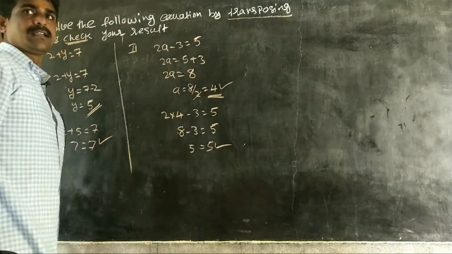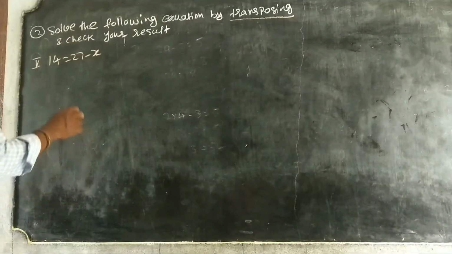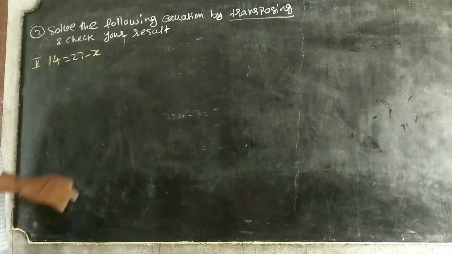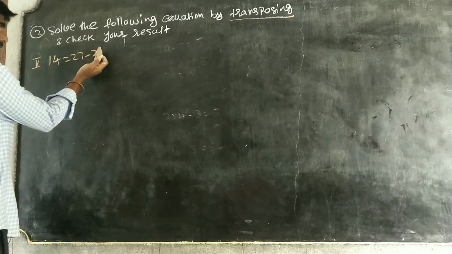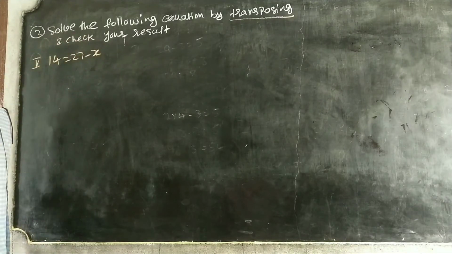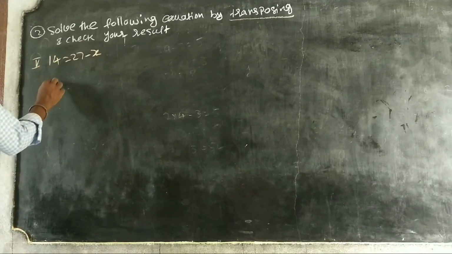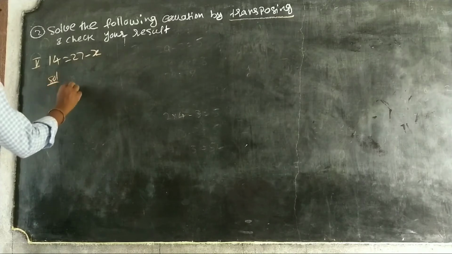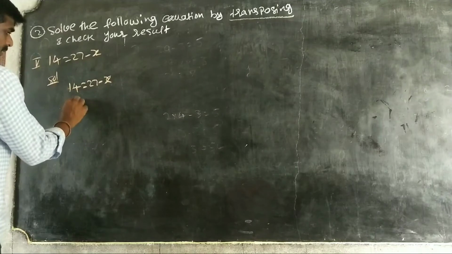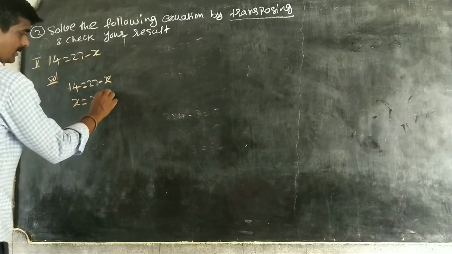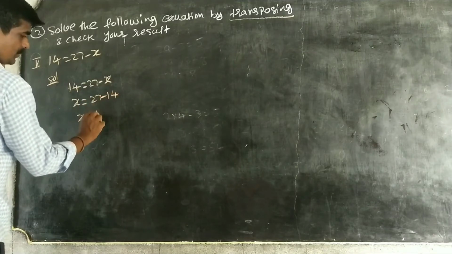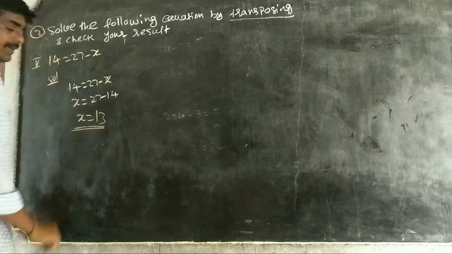Next, 14 is equal to 27 minus x. We have to solve. So first I have to move minus x to this side as plus x, and plus 14 brings that side as minus 14. Simple thing. Solution: 14 minus 24, 27 minus x. So x is equal to 27 minus 14, which is equal to 13.